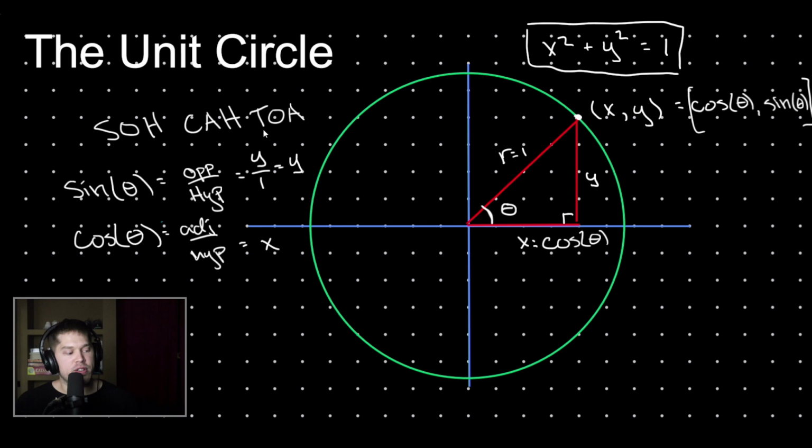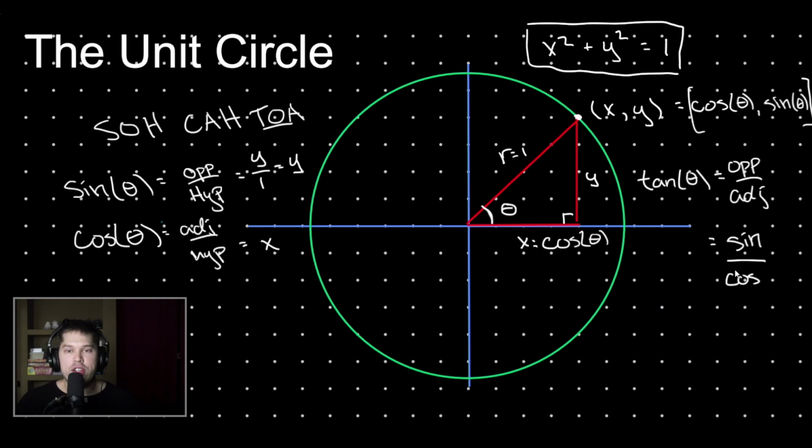Now let's think about tangent. What is tangent? Tangent of theta is equal to opposite over adjacent. We just learned that the opposite side of theta is sine, and the adjacent side to theta is cosine. So tangent of theta is equal to the sine divided by the cosine.